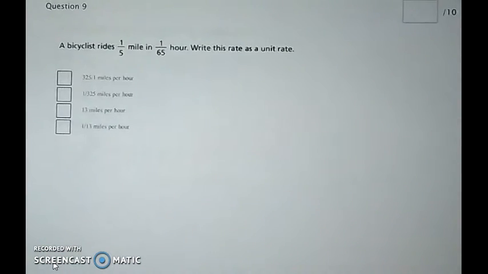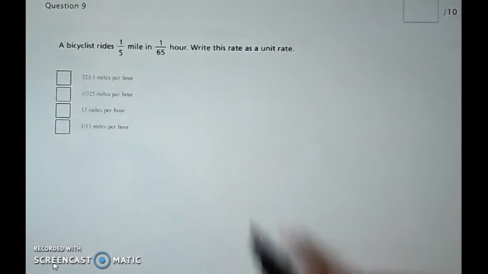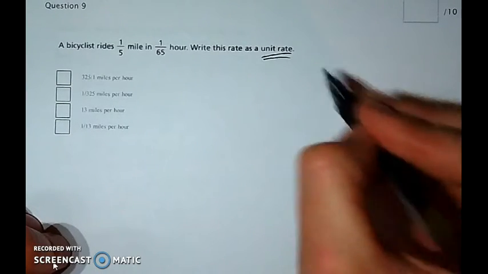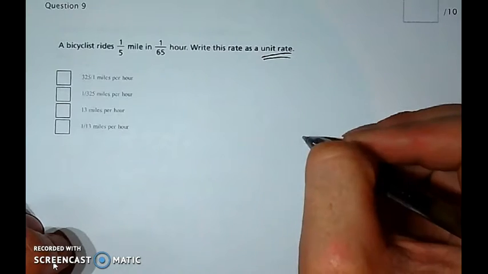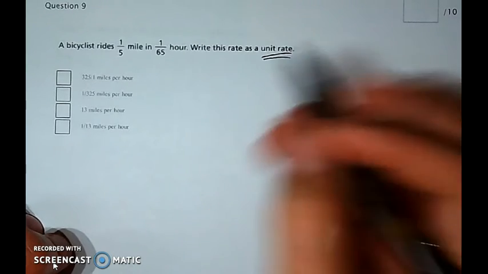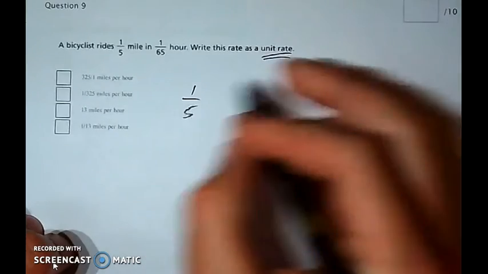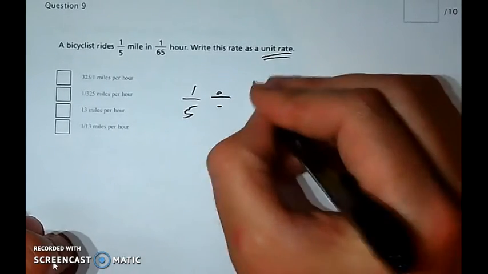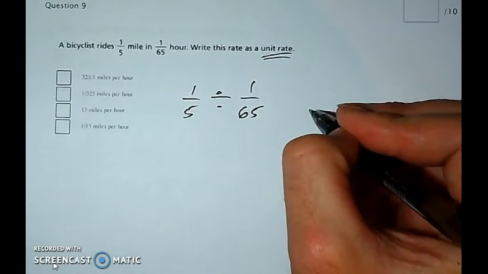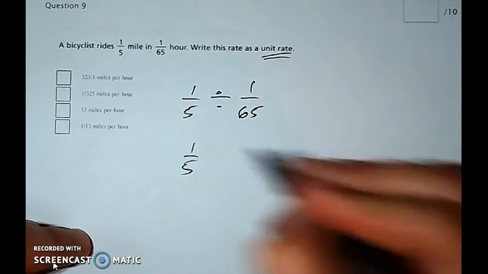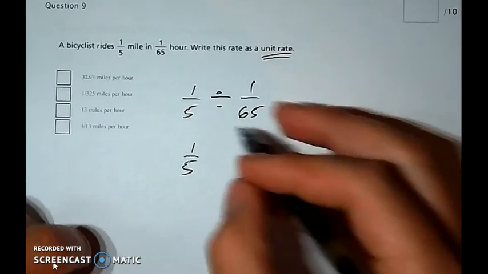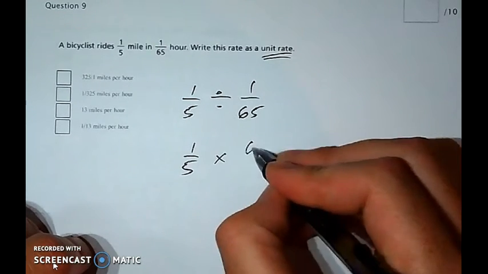Question 9. A bicyclist rides 1/5 mile in 1/65 of an hour. Oh my. Write this rate as a unit rate. We need to eventually get a 1 in the denominator. Anytime you're talking about unit rate, you're going to be dividing. All right. So it's essentially 1/5 divided by 1/65. Same thing we've been doing. 1/5. Keep it, change, and then flip.